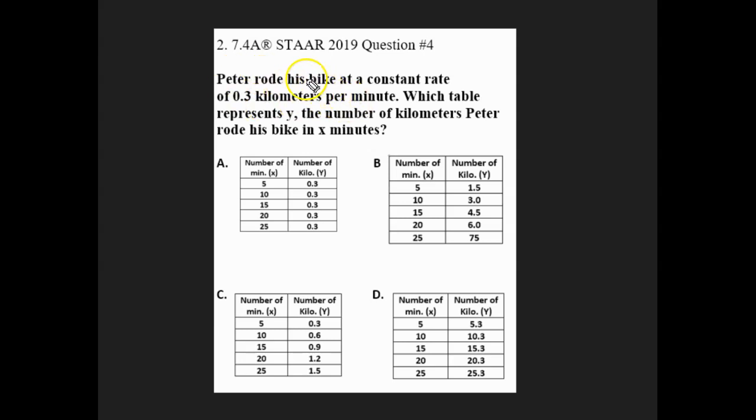Okay, so read through the question, and we want to find which table represents 0.3 kilometers per minute. Again, if you recognize that these are proportional, you could just take the y and divide by the x. But since some of you have a hard time dividing, I'm going to show you the subtract, subtract, divide method, like we do with the non-proportional equations.